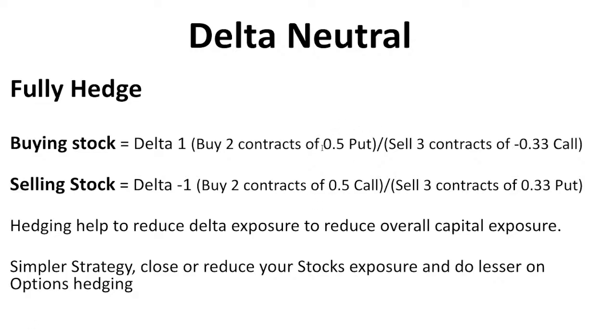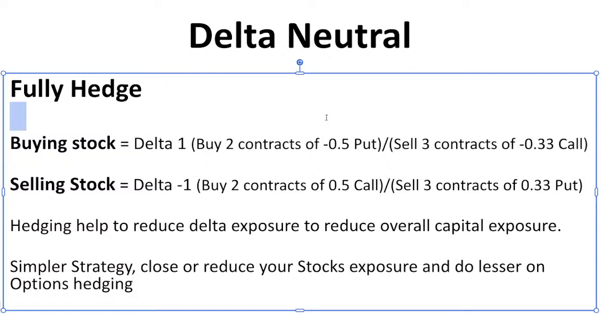So yeah, I forgot this minus sign. Yeah. So when you buy put, right, you'll be exposed to negative delta, right? If you buy two of them, will be as good as buying to remove one delta. Then you can sell three contracts of 0.33 delta, also making up to one delta.